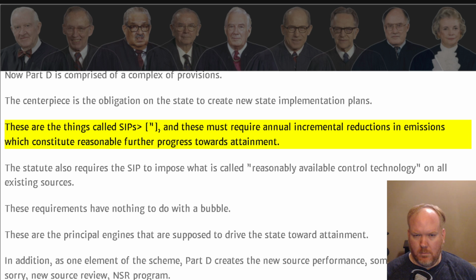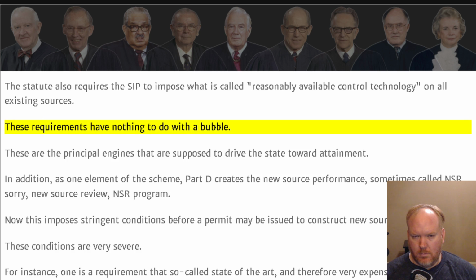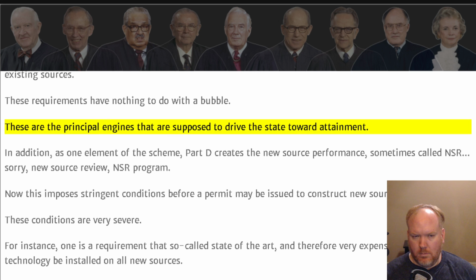And these must require annual incremental reductions in emissions which constitute reasonable further progress towards attainment. The statute also requires the SIP to impose what's called reasonably available control technology on all existing sources. These requirements have nothing to do with the bubble. These are the principal engines that are supposed to drive the state toward attainment.